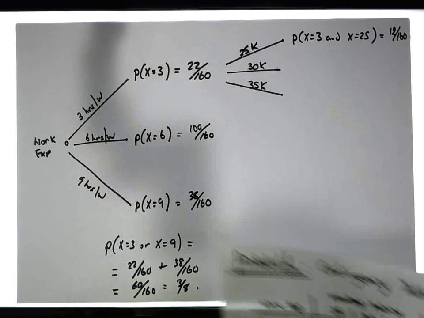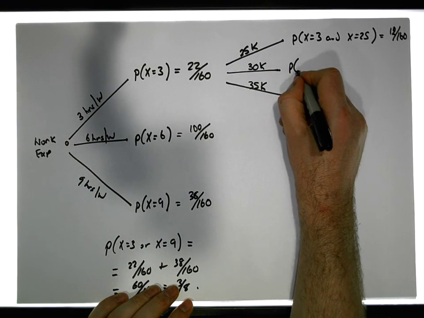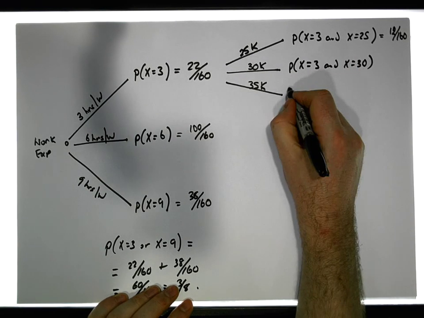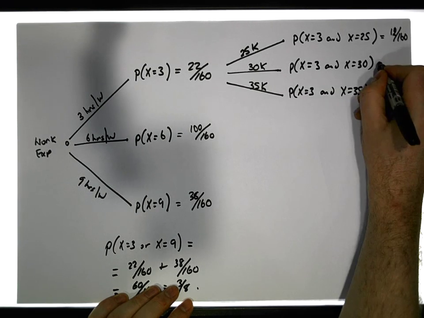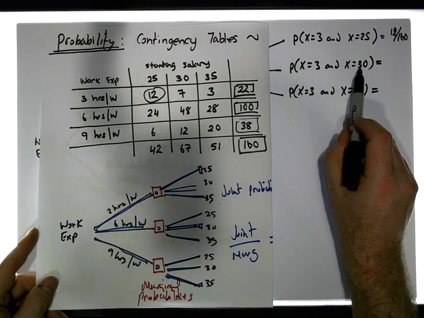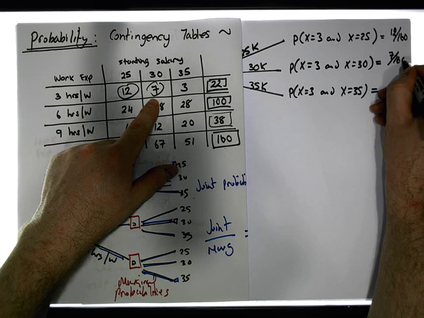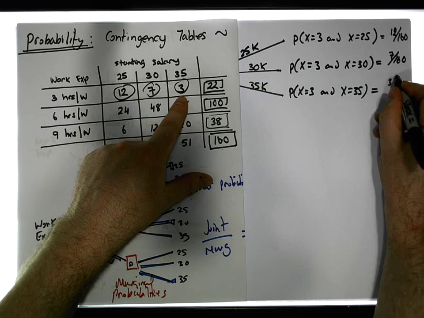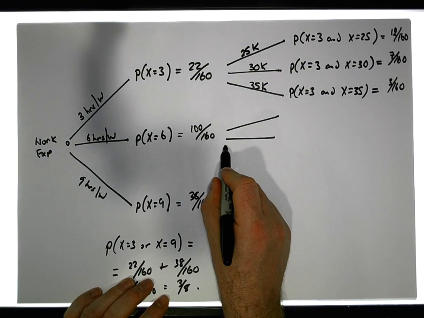This probability here is 3 hours and 30,000 euros, so the probability that the person selected does 3 hours and 30. This probability here is that the person selected does 3 hours and they're on 35,000. How many people do 3 hours and 30,000 euros? That's 7 of them, so 7 chances in 160. How many do 3 hours and 35,000 euros? There's 3 of them, which gives us 3 chances out of 160. And you can see the way this is going to grow.